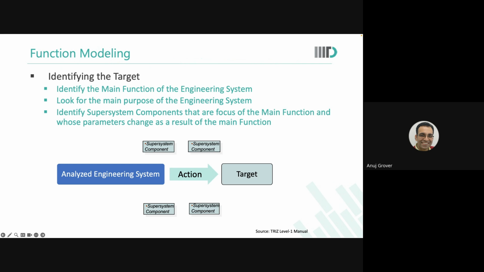The target is linked to the main function of the system, and to do that, look at the main purpose why the system exists. For example, this bottle. The target is to hold water, to maintain the position of water within the confines of this. And the target is water, clearly.